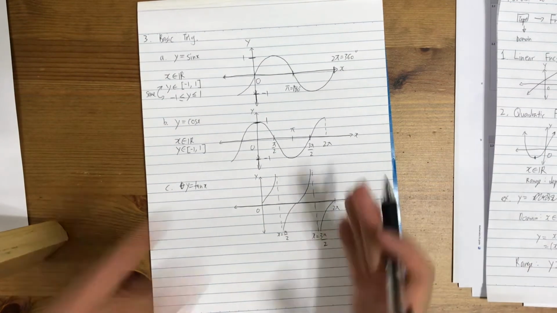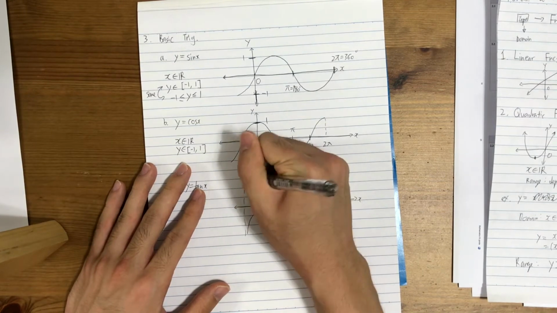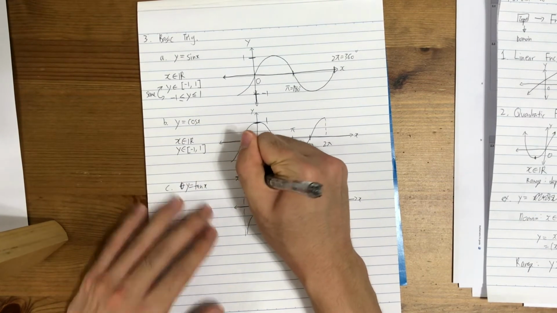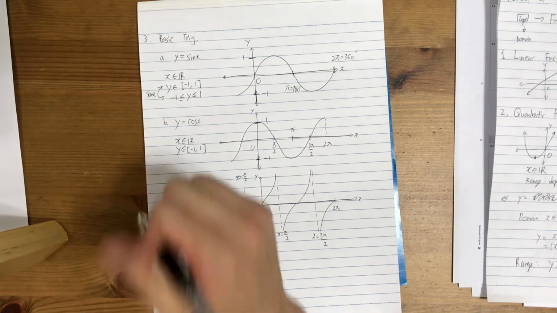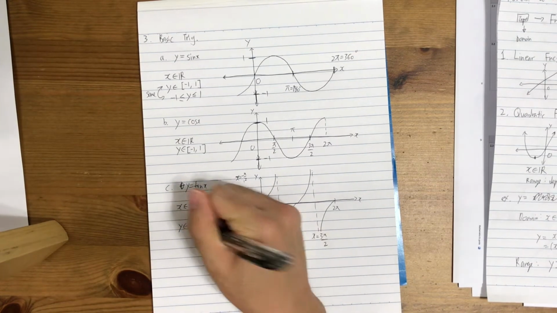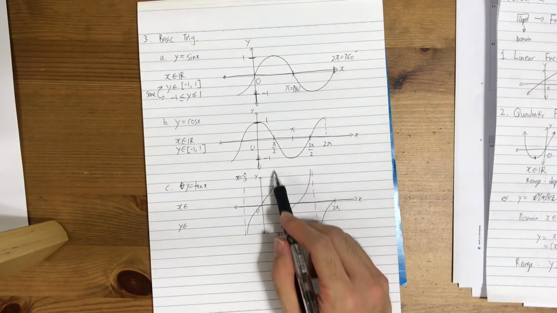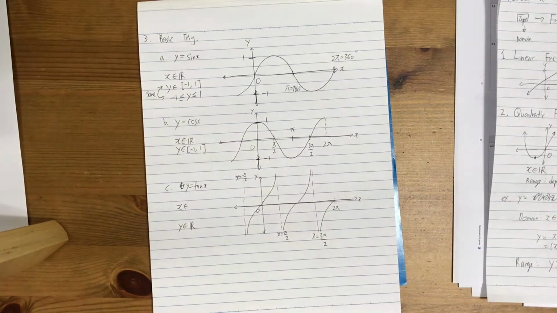And so on and on, right? So that is how the tangent graph looks like. So the domain here is a bit difficult, so let's just leave it for now. Let's do range first. So range, as you can see, it can reach positive infinity and negative infinity, so that means it can be anything.